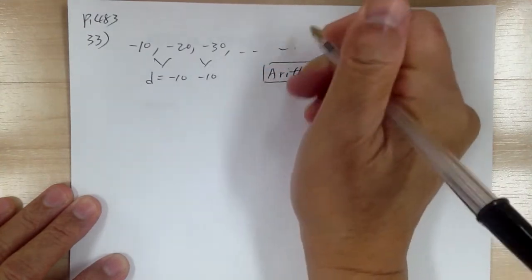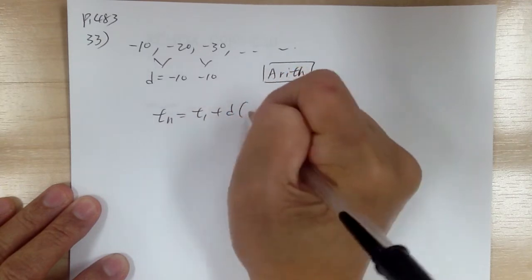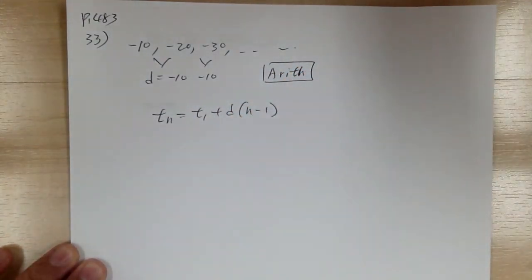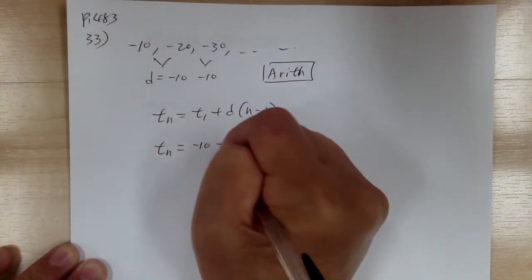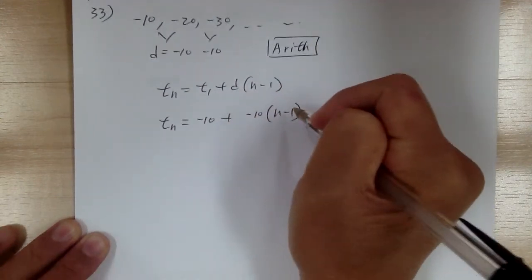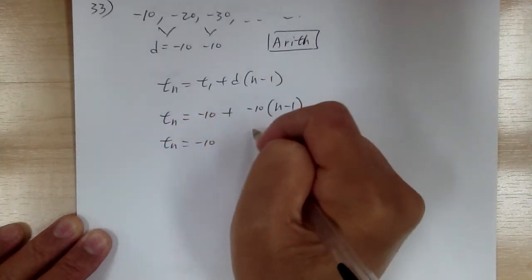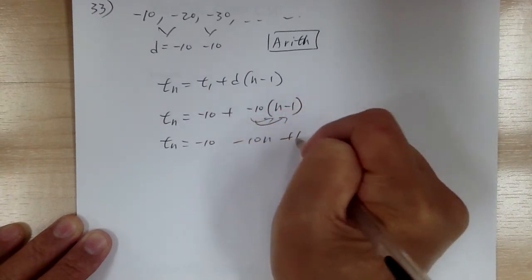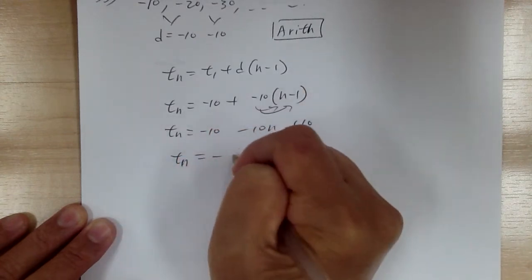sequence. And then to find the formula, t of n equals t1 plus d times n minus 1. Then you substitute stuff in there. So t of n equals negative 10 plus negative 10 times n minus 1. So go and work it out. t of n equals negative 10. Distributing gives minus 10n, and plus 10. And this gets cancelled out. So t of n will equal minus 10n.